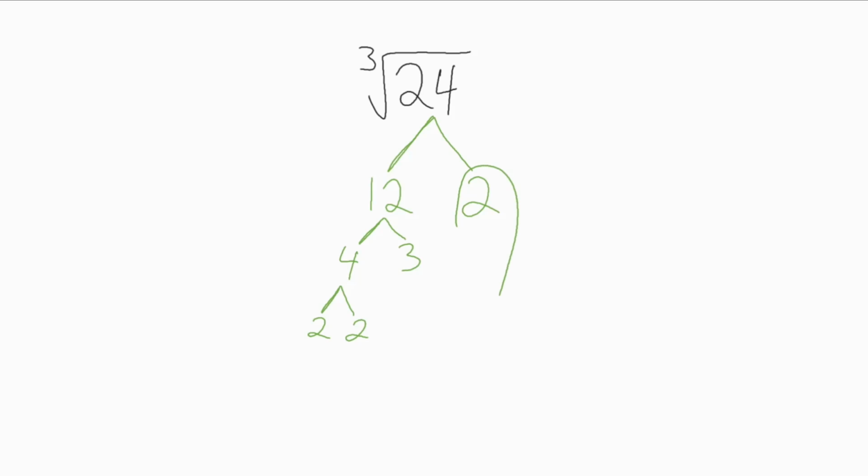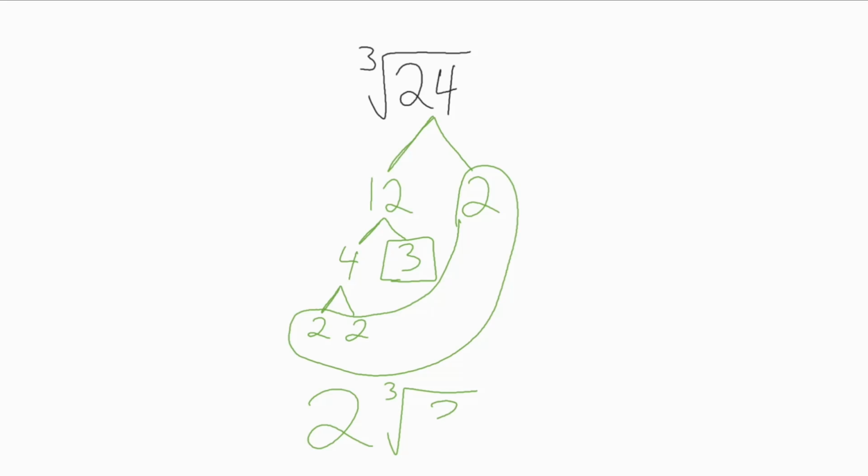I can group the 2's together because they have a group of 3. That comes out, but I still have this 3 here that's unaccounted for. It's single, so that stays inside my cube root. There we go. We end up with the cube root of 24 being 2 times the cube root of 3. We have one more example to see, so let's jump right in.